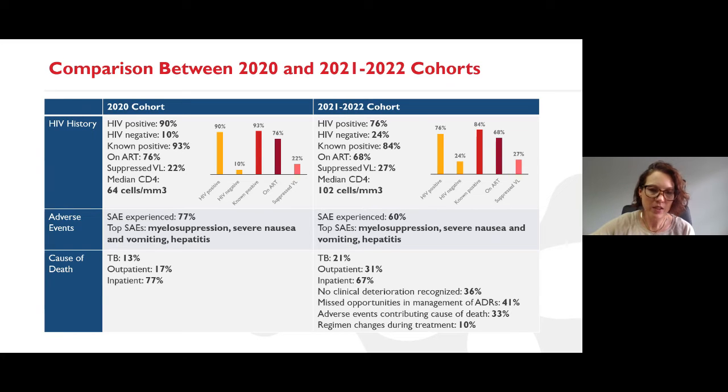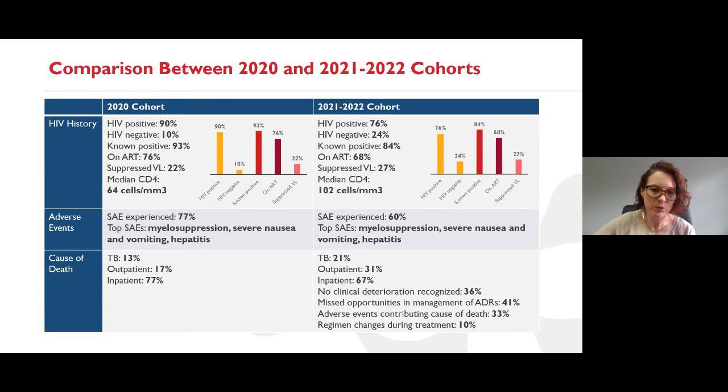Then again, when we looked at adverse events, we still found very high rates of severe adverse events in 2021 to 2022, but it had dropped. So we had 77% who had experienced an SAE in the 2020 cohort, and that had dropped to 60% when we followed up. What was consistent was the top SAEs experienced were still myelosuppression, severe nausea and vomiting, and hepatitis.